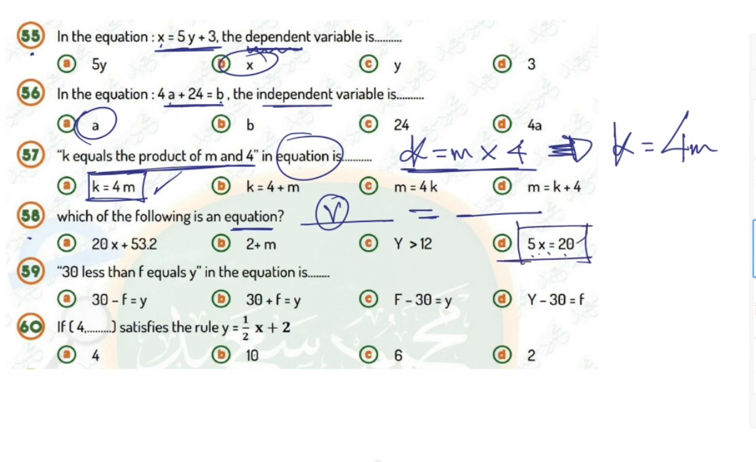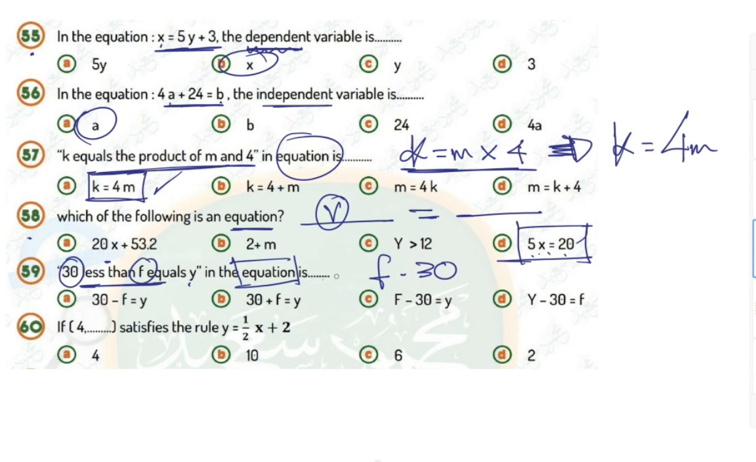59. 30 less than f equals y. The equation is... So we also have a verbal phrase and I need to turn it into an equation. 30 less than f. Less than means subtract. But in 30 less than f, f is the biggest one, the greatest, and 30 is the smallest. So of course you subtract the smallest from the greatest. So you start with f minus 30. Equals what? Equals y.